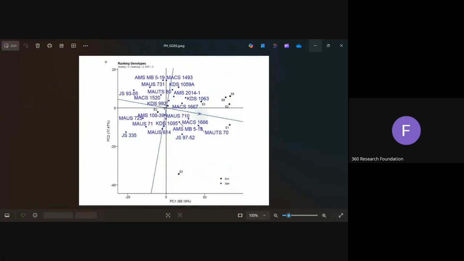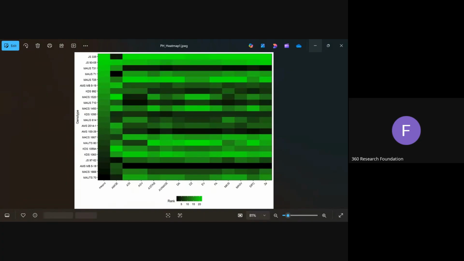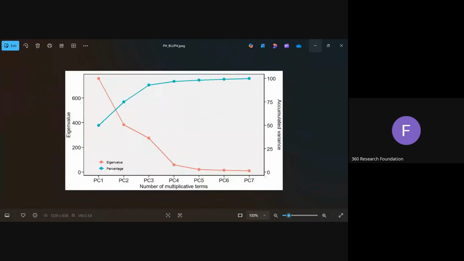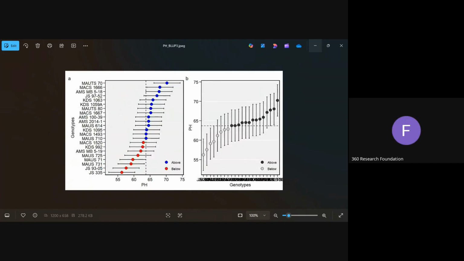And this graph, we will start tomorrow. I will show this graph to you. Again, this is the ranking of genotypes, and you will see the different colors. Below are the principal components. Here you can see the 7 principal components with eigenvalue and accumulated variance. These are the graphs I am talking about in papers for yield and yield contributing characters; this type of graphs are there.